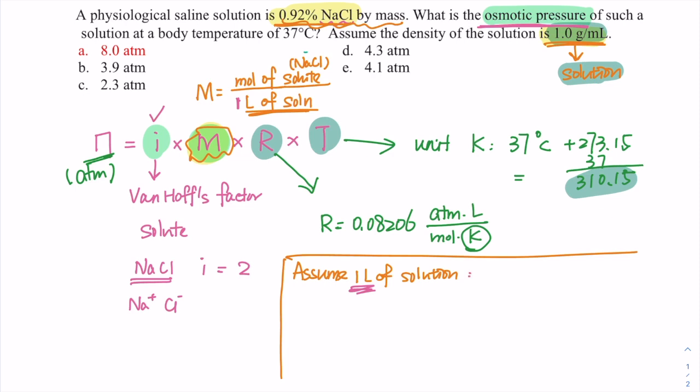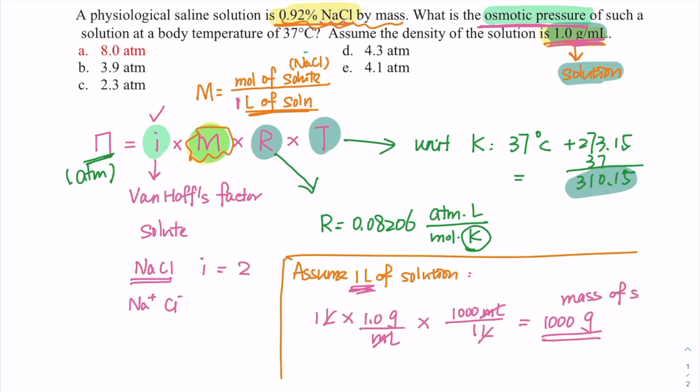Once you assume you have 1 liter of solution, that's the volume. We also have density. Now we're going to do the calculation: 1 liter times 1 gram per ml. I'm going to set it up like this so we can see it. We can clearly cancel out the units, but we need a conversion, which is 1,000 ml per liter. That cancels out. So in this 1 liter, the mass of the solution is 1,000 grams.